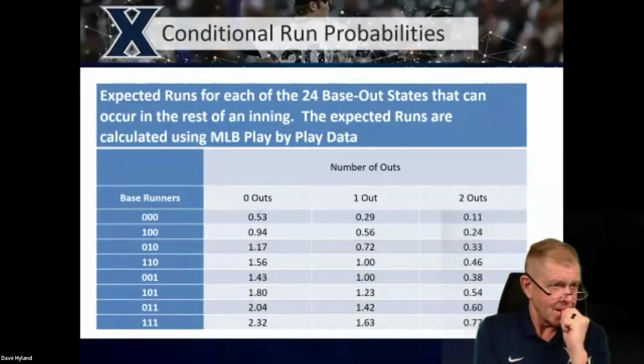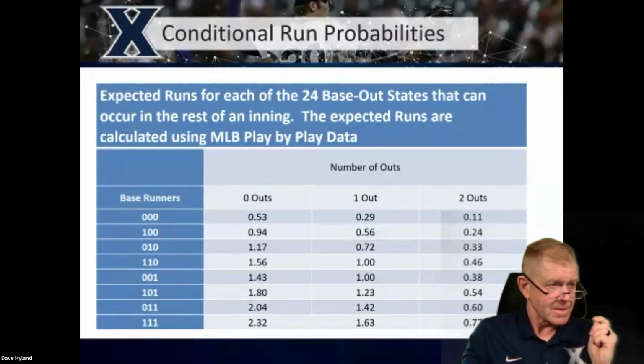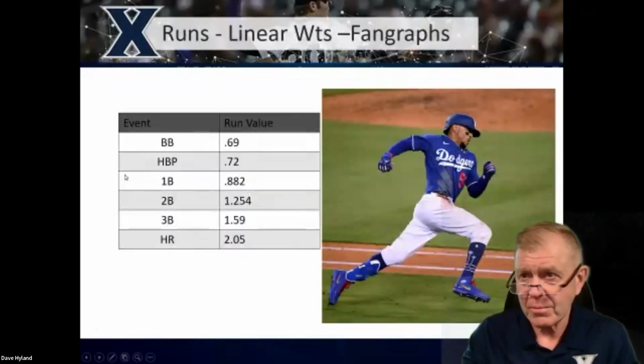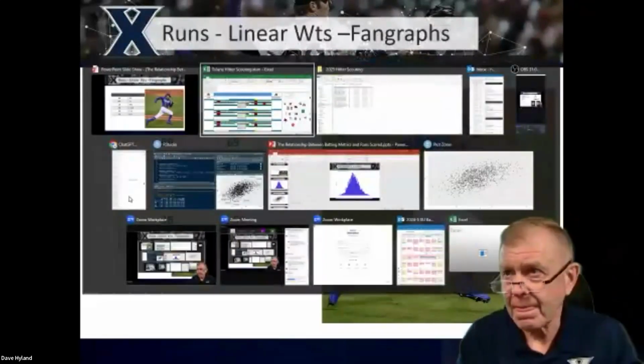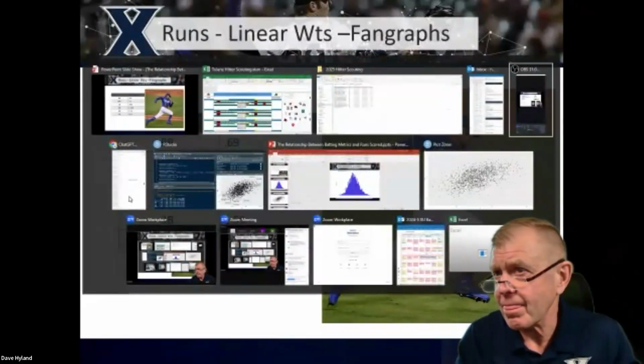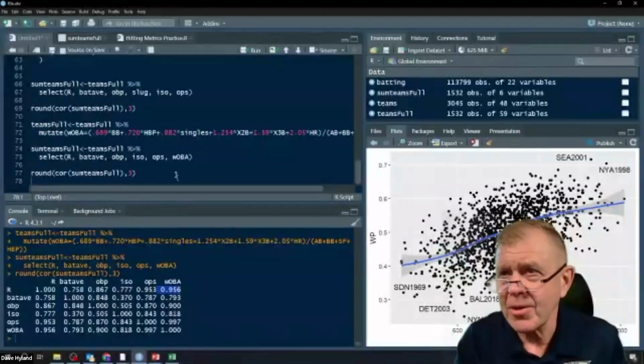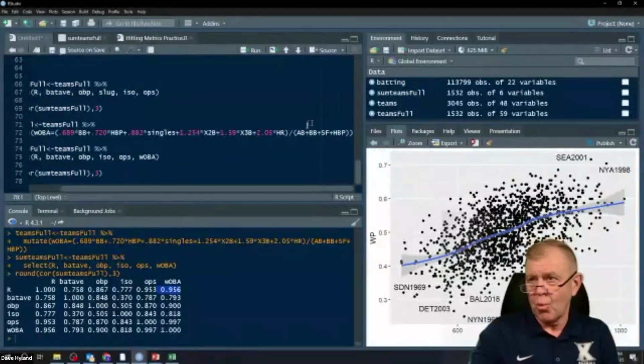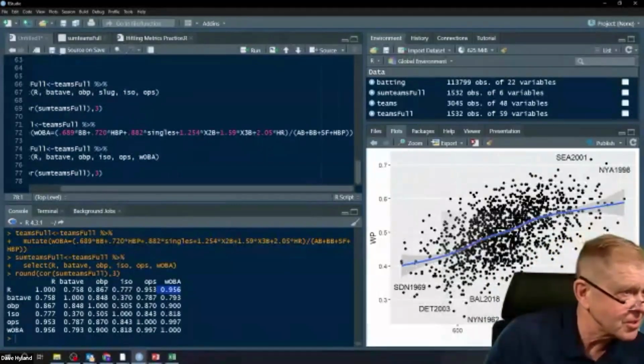Oh yeah, so you want to see the numerator on wOBA is at bats plus BB plus sacrifice flies plus hit by pitch.